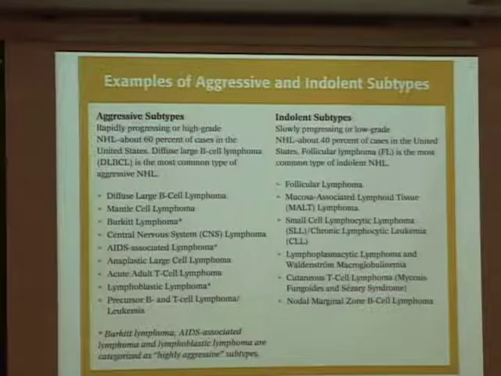And as you can see here, there's a bunch of different ones, and this is not all inclusive. These are just the most common types of aggressive lymphomas: diffuse large B-cell lymphoma, mantle cell lymphoma, Burkitt's lymphoma, and a whole bunch of other kinds of lymphomas. The indolent subtypes, far and away the most common one is follicular lymphoma, and then there's a whole slew of others.